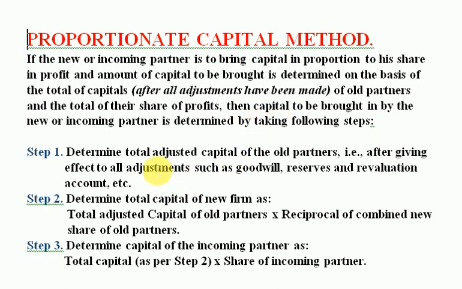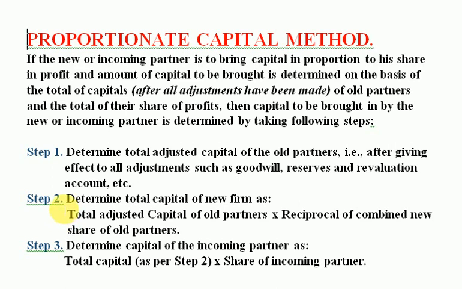Number one, that is step one, we determine the total adjusted capital of the old partners. Children, when I say total adjusted capital, remember this is the balance c/d of the capital account which comes on the debit side. I repeat, total adjusted capital is the balance c/d of the capital account for the old partners which comes on the debit side of the partners' capital account. So the balance c/d always includes all the adjustments such as goodwill, which is premium, any reserves distributed among partners, and revaluation profit or loss.